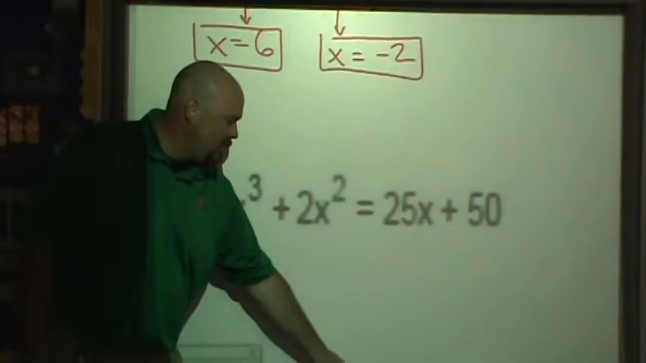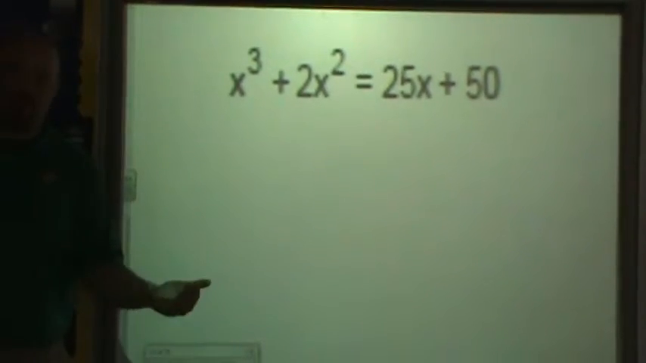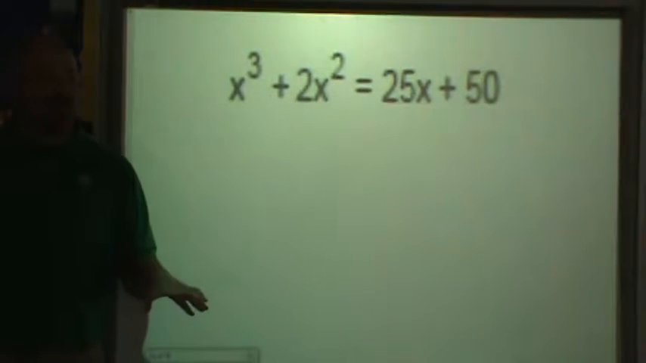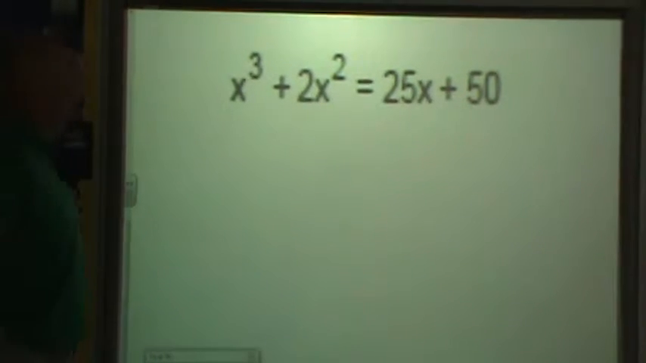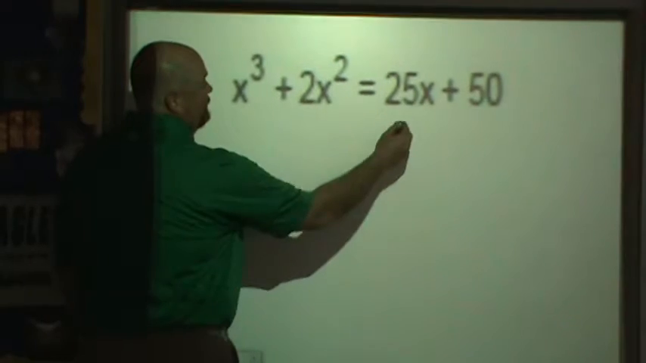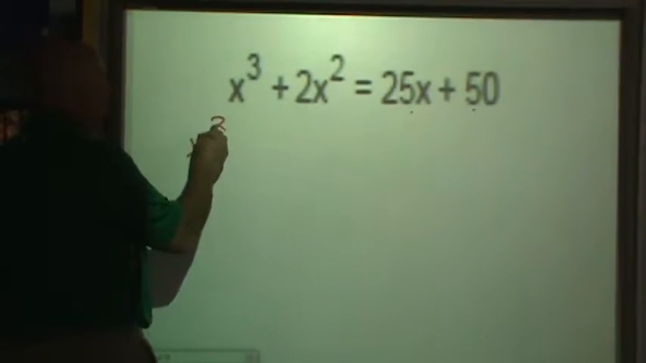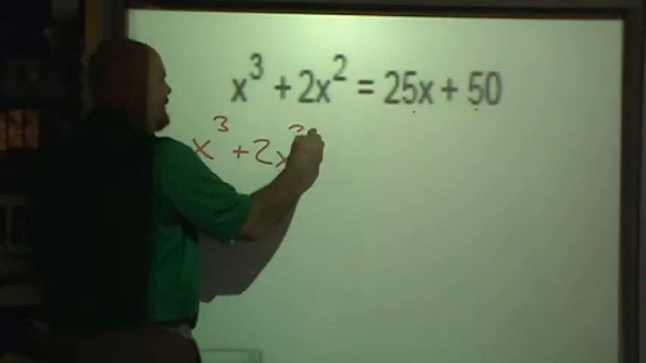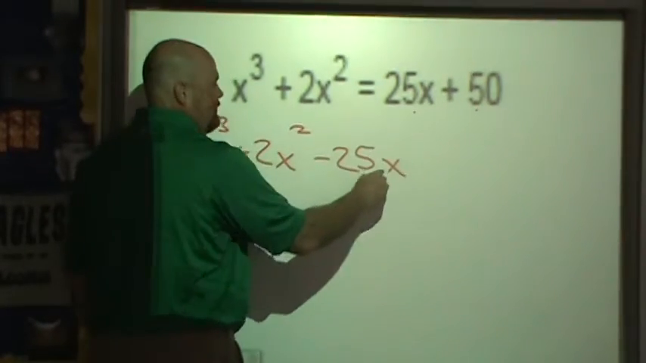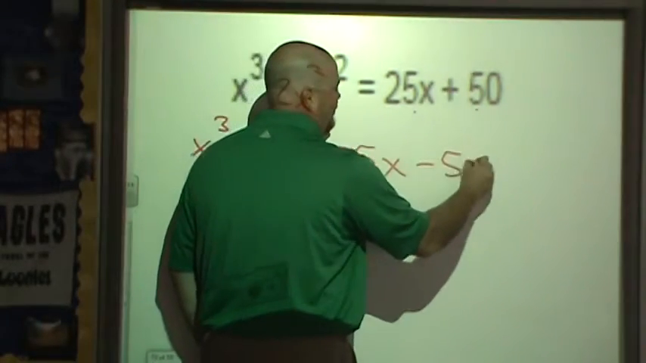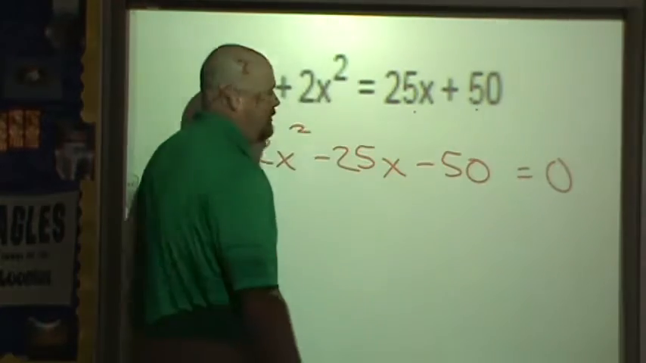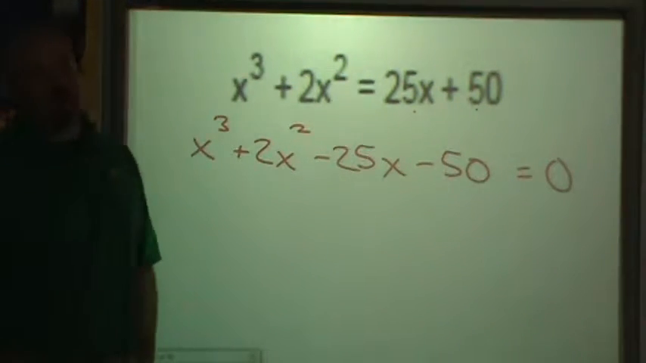Here. So what are we going to do? We're going to set it equal to 0. We're going to attempt to factor it. And we're going to find the zeros from that factored form. To set it equal to 0, both of these terms have to come to the other side. It'll be x cubed plus 2x squared minus 25x minus 50 equals 0. And you're like, factor? How do I factor that?